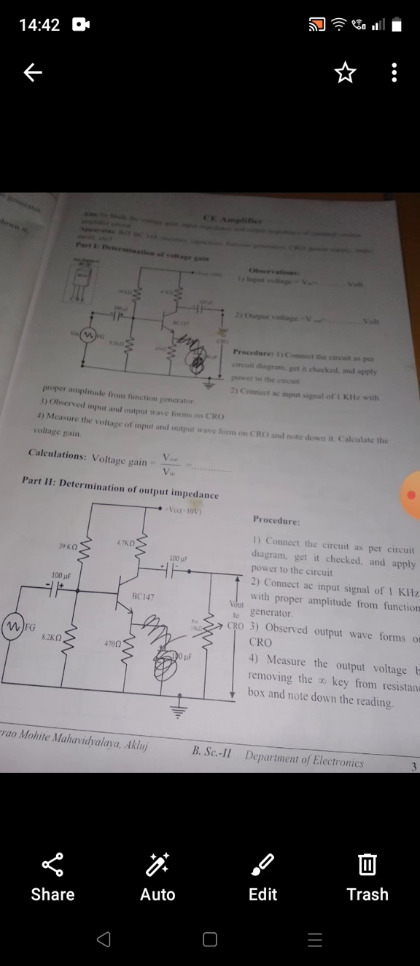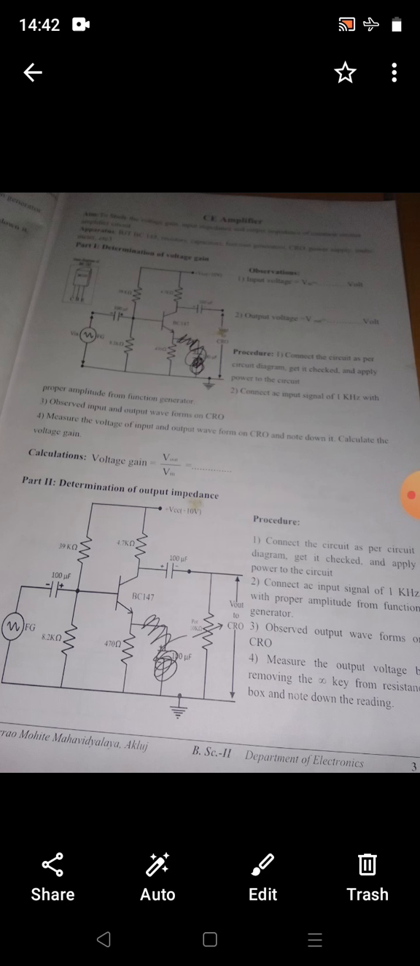Then the second part is the determination of output impedance. The procedure of this second part is: first, connect the circuit as per the circuit diagram, get it checked and apply power to the circuit. Second, connect an AC input signal of 1 kHz with proper amplitude from the function generator. Third, observe the output waveform on the CRO, and fourth, measure the output voltage by removing the key, infinity, from the resistance box and note down the reading.